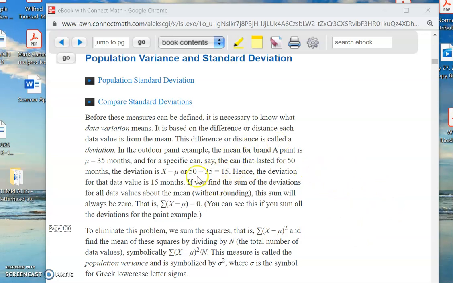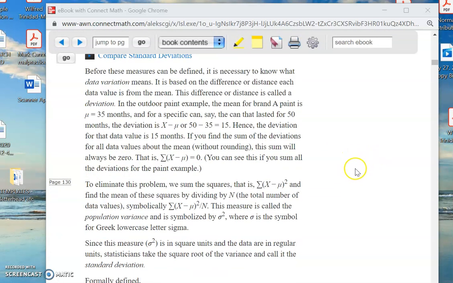Okay, so let's get into it. It's easier to just do the calculation than try to use the words. So in the outdoor paint example, the mean for brand A is mu of 35 months. A specific can, let's say the can that lasted for 50 months, the deviation is, how much is the deviation? It's x take away mu. So 50 take away 35 is 15. So the deviation for that particular data point is 15 months.